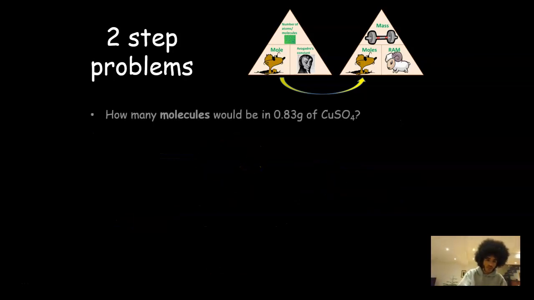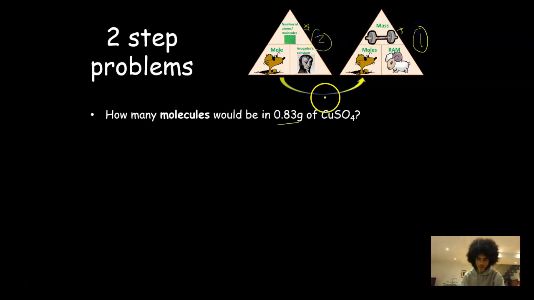Let's try a second problem. How many molecules would be in 0.83 g of CuSO4? Now, molecule is a bit lax here, really, because it's ionic, so it'd be formula units, to be perfectly honest, but I won't go into detail on that. So I've been given the mass, and I'm looking to find the number of molecules. So again, I have to work out moles first. This will be my first step. This will be my second step. So I'm going the other way now.